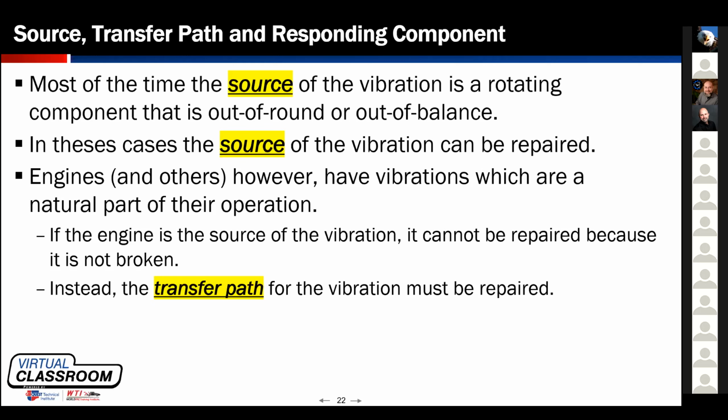The driveline is going to spin at a different frequency than the wheels and tires. So if we broke it into the three main rotating parts on a car, we could say engine, drivelines, tires and wheels. And most of the time, the source of a vibration is going to be one of those components that's out of round or out of balance. Now, if that's true, if the source of our vibration is an out of round or a balance issue, then I'm stating in this next comment, I said, in these cases, guys, that source can be repaired.